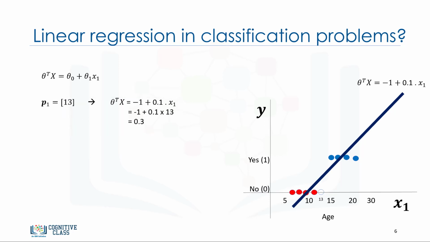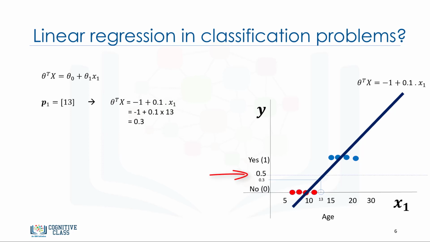For instance, for the P1 point, we have theta transpose x equals -1 plus 0.1 times x1 equals -1 plus 0.1 times 13 equals 0.3. We can show it on our graph.